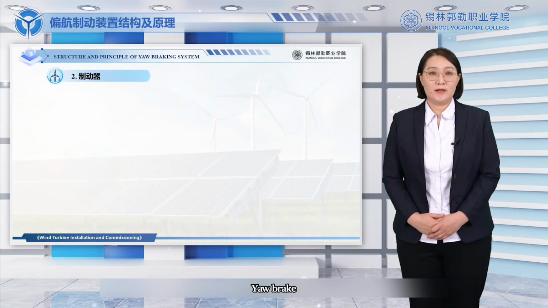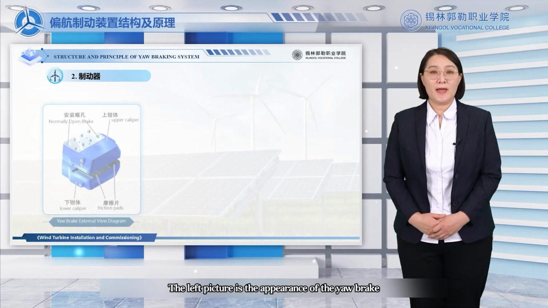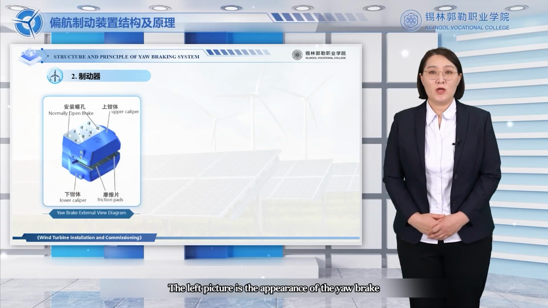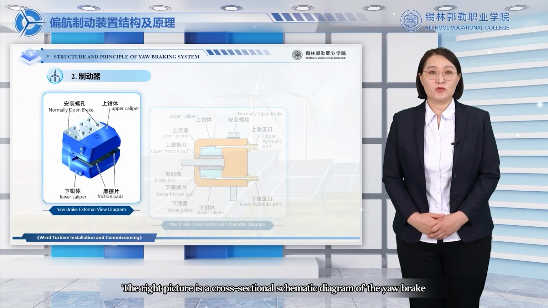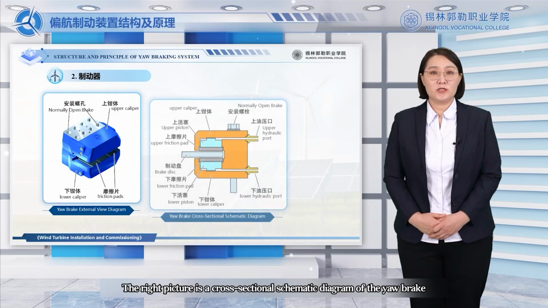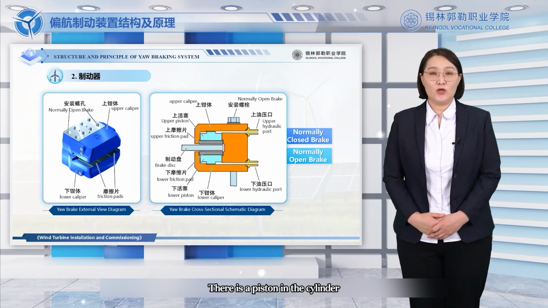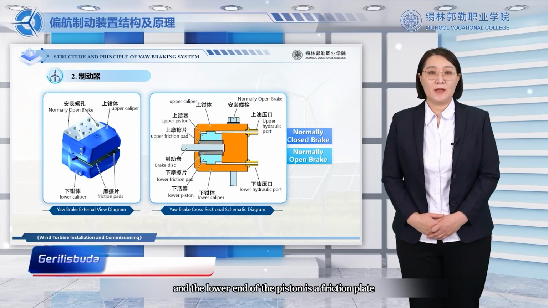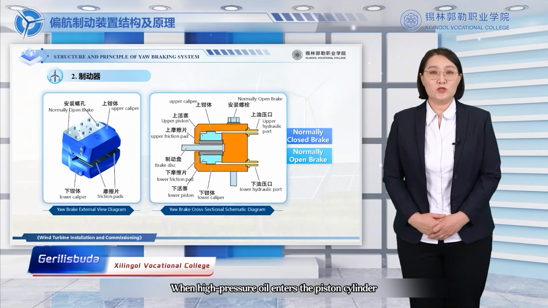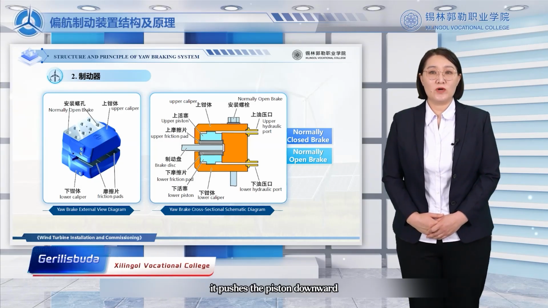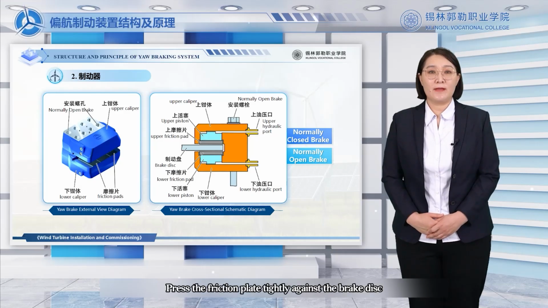Yaw brake. The left picture is the appearance of the yaw brake. The right picture is a cross-sectional schematic diagram of the yaw brake. There is a piston cylinder on the upper half of the brake. There is a piston in the cylinder, and the lower end of the piston is a friction plate. When high-pressure oil enters the piston cylinder, it pushes the piston downward, pressing the friction plate tightly against the brake disc.